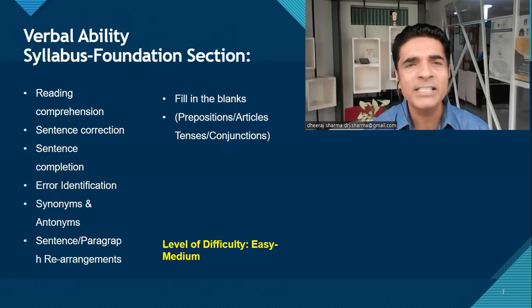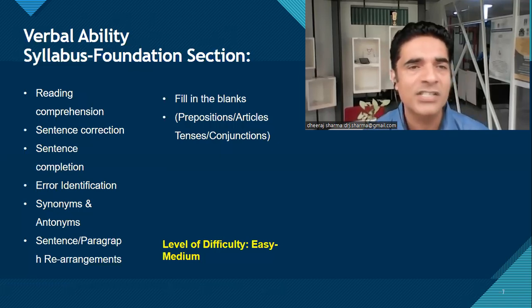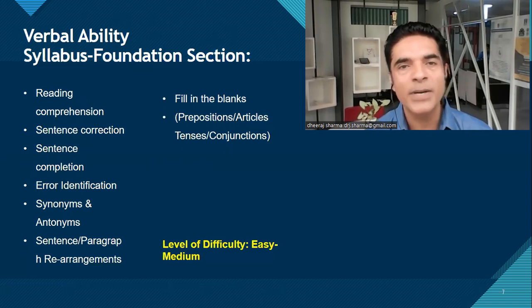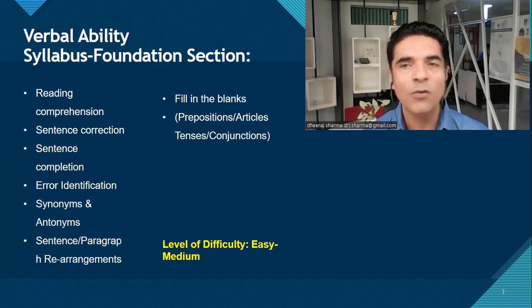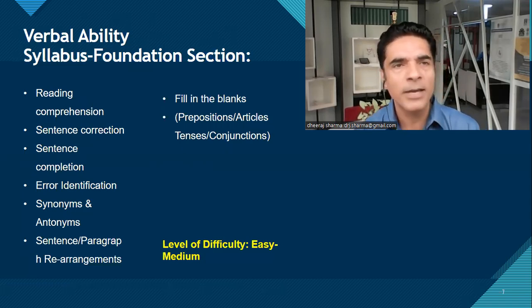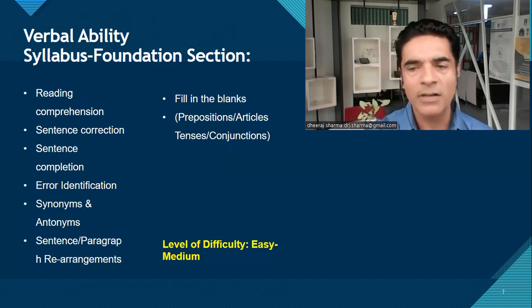Talking about the verbal ability syllabus for the foundation section, there are questions from reading comprehension, sentence correction, sentence completion, error identification, synonyms, antonyms, sentence and para jumbles and rearrangement, fill in the blank. So they are going to check your reading speed, your grammar, your understanding of words, and so on and so forth. And again, the level of difficulty is easy to moderate, not very difficult. Now, this is as far as level A is concerned.